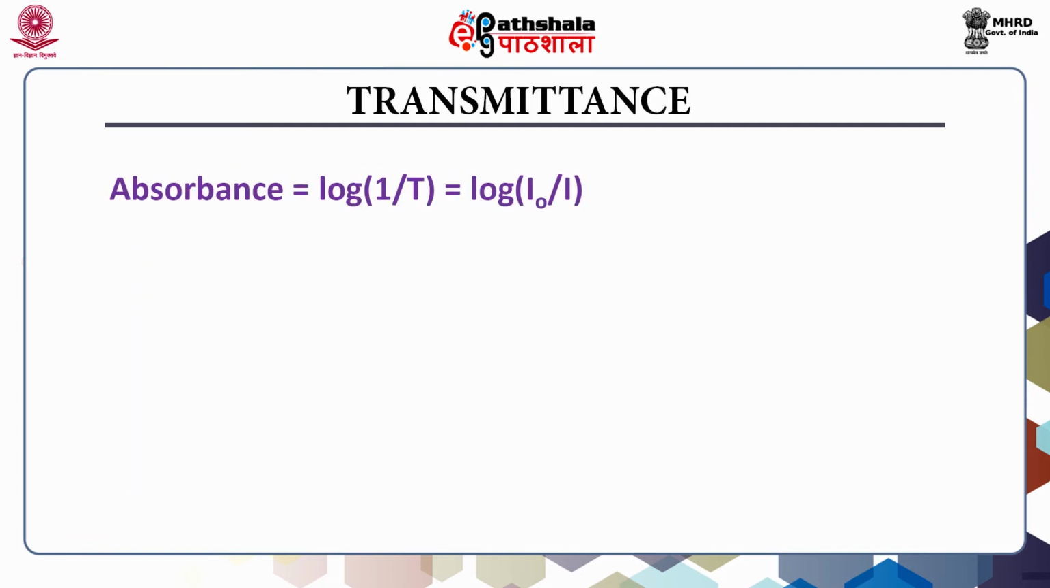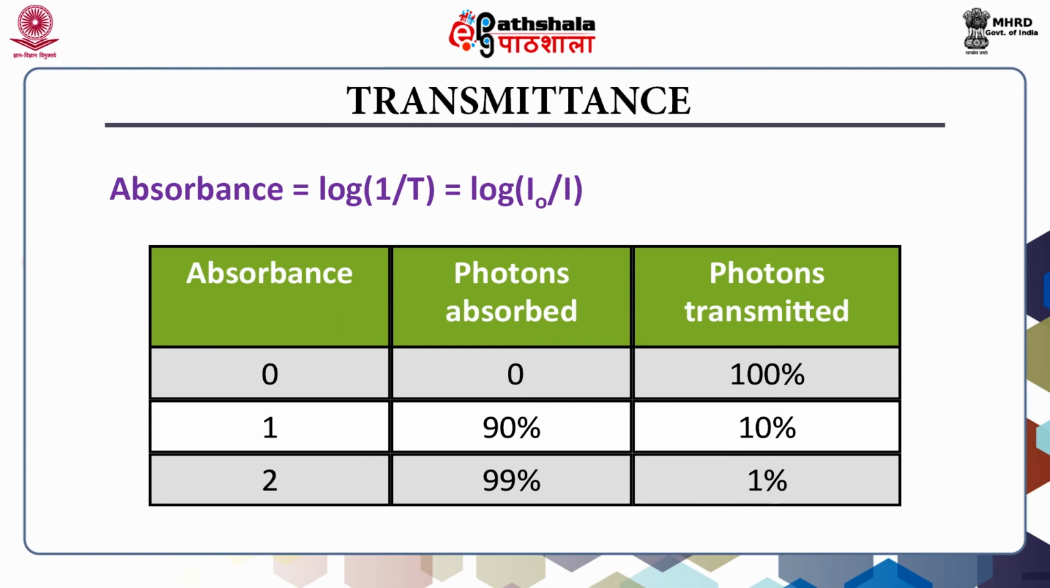Absorbance, denoted by capital A, is the logarithm of the reciprocal of transmittance. Absorbance equal to 0 represents that no photons are absorbed by the solution, meaning no analyte is present. Absorbance equal to 1 represents 90% of the photons absorbed by the analyte present in the solution and only 10% of the photons reaching the detector. Absorbance equal to 2 represents 99% of the photons absorbed by the analyte and only 1% of the photons reaching the detector.